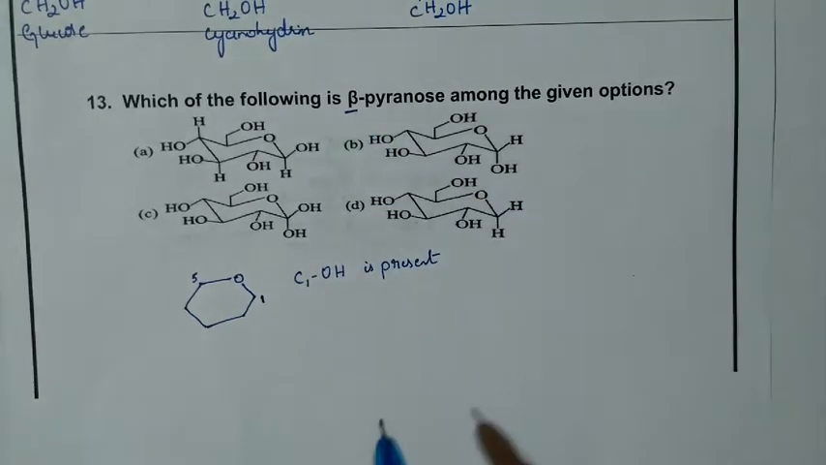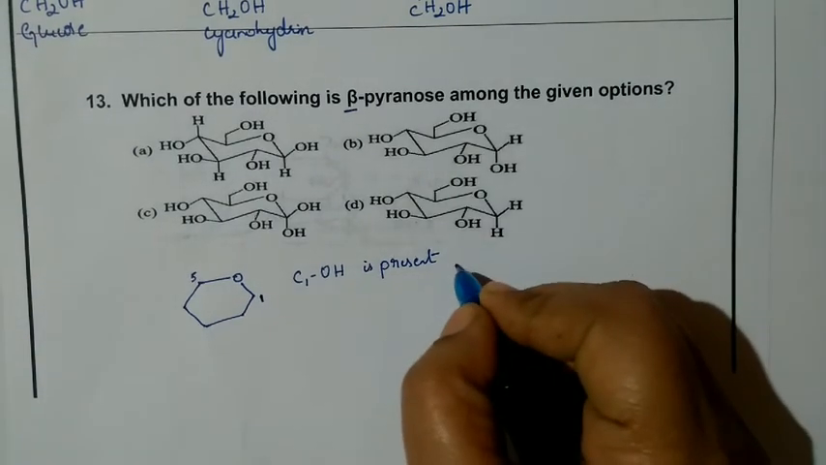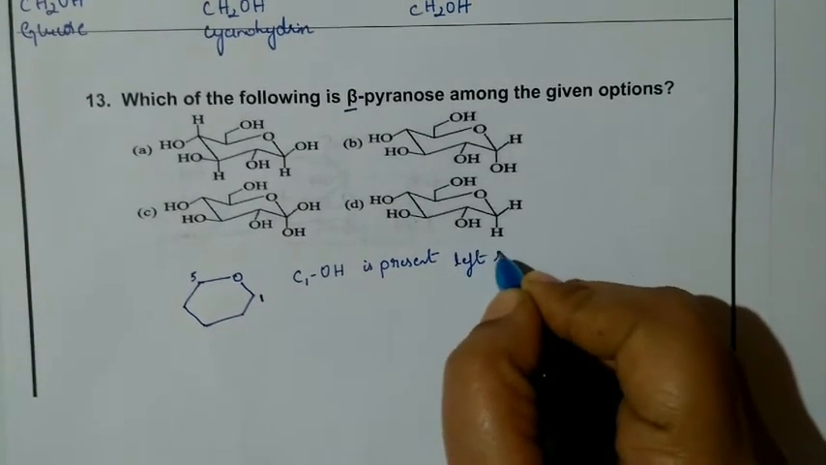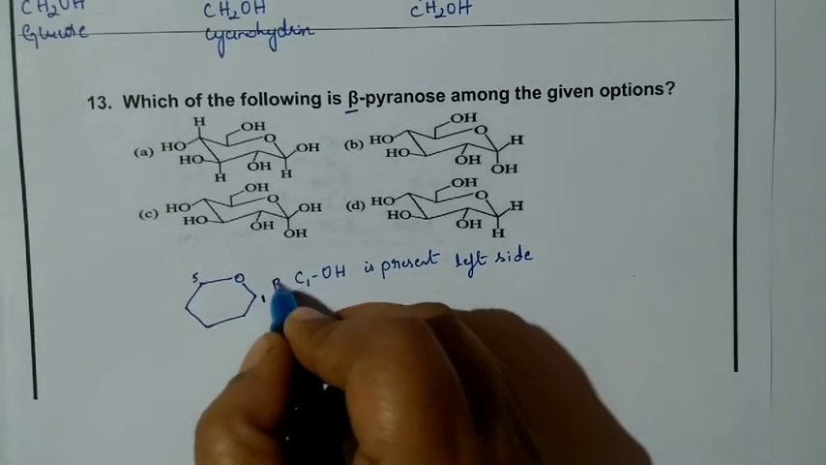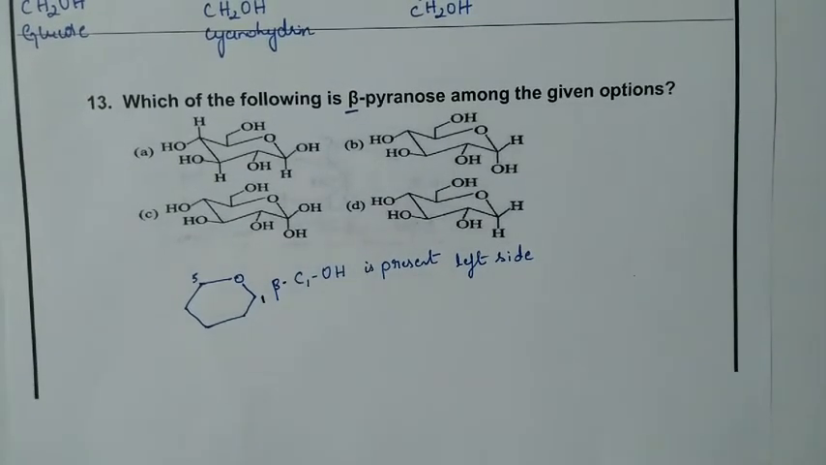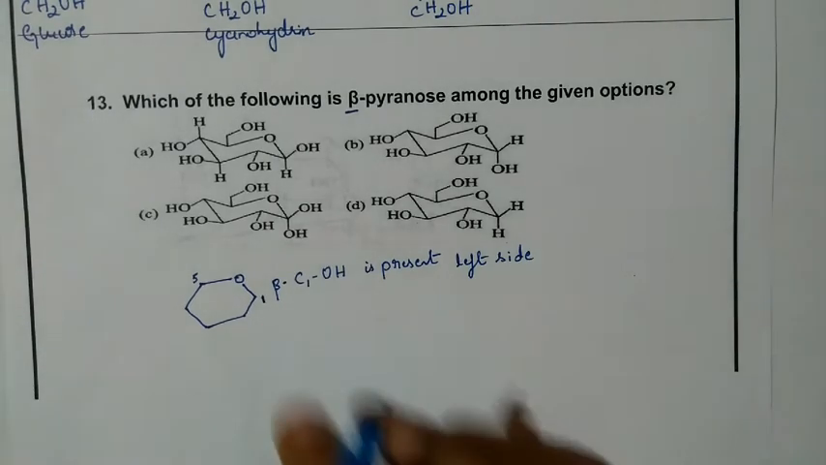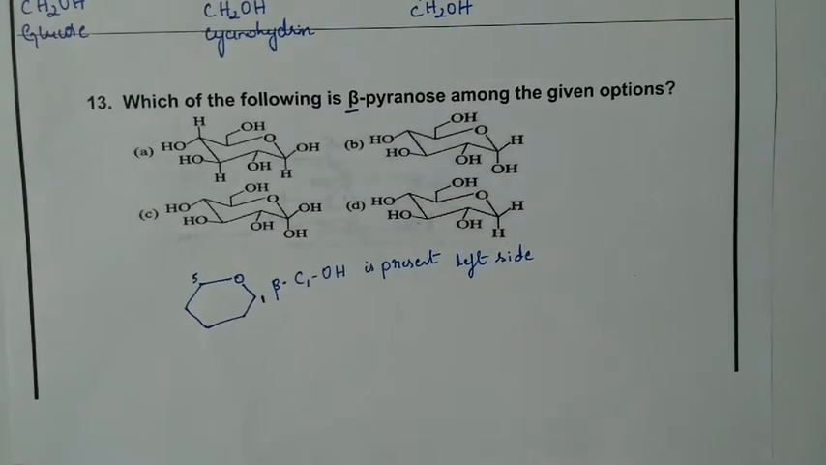Alpha means it is on the right side. Beta means it is present on the left side. So beta indicates the C1 OH configuration is towards the left side. If it is on the left side, then where will it come? It should be above the ring. So that is how we write the beta pyranose structure.